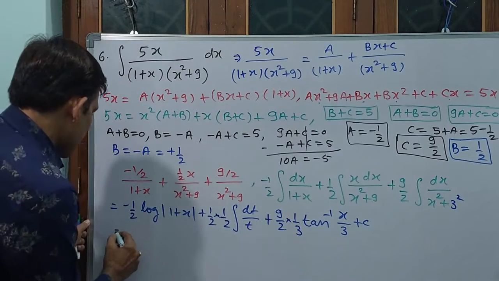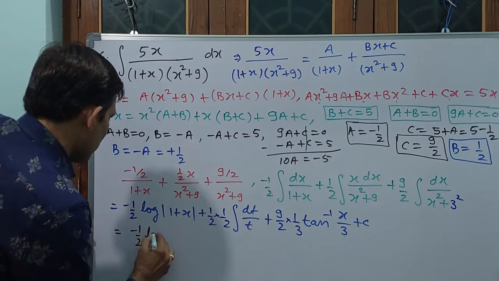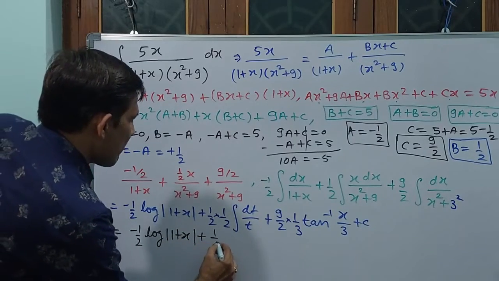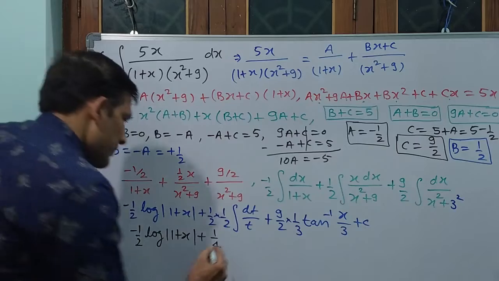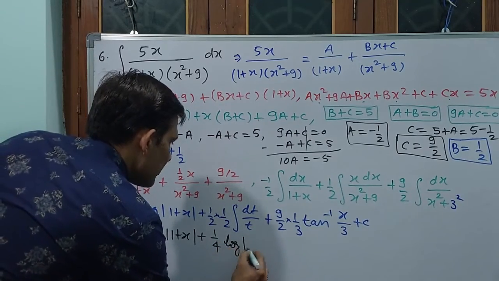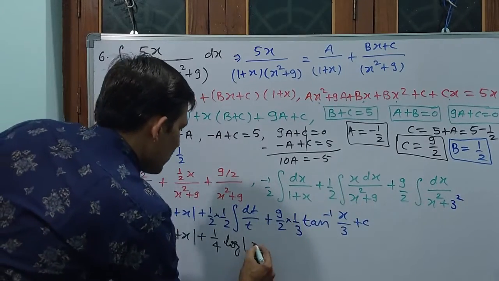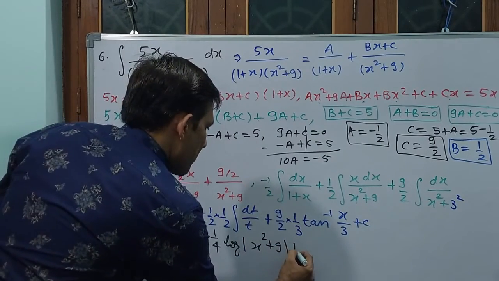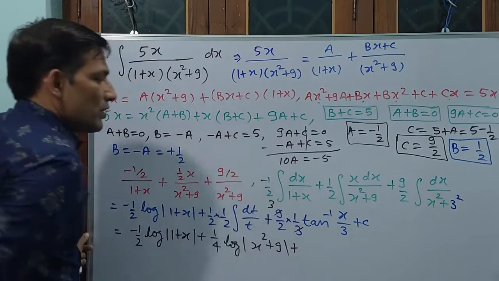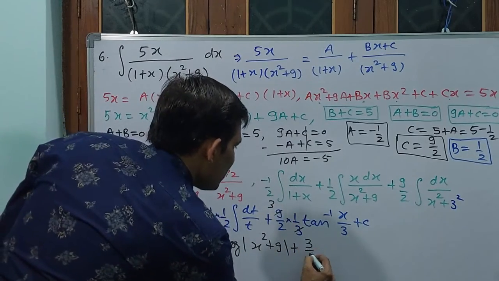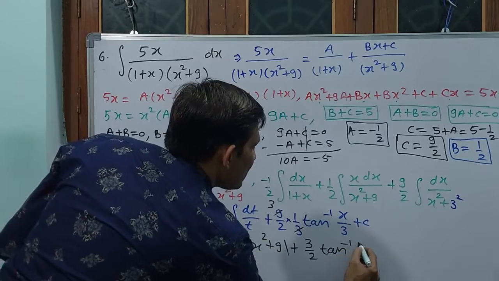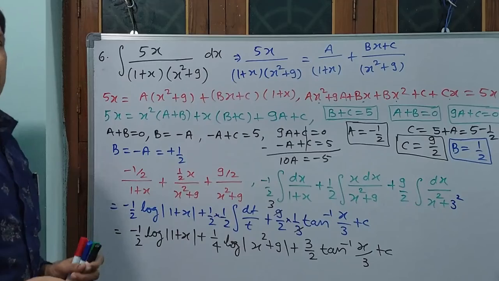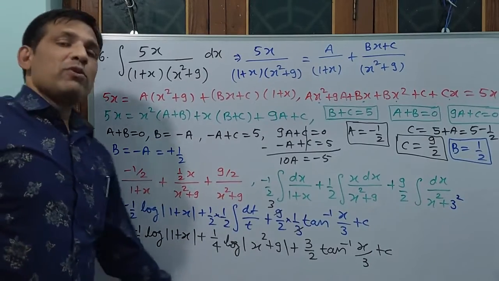See, final answer I am making, that is equal to minus 1 by 2 log of modulus 1 plus x, plus 1 by 4 log of t. T value is how much? X square plus 9 only have taken as t. Log of modulus x square plus 9, plus, you see 3 times will go, 3 by 2 tan inverse x by 3 plus c. Okay, this will be answer for your sixth question. Take this, we will go for seventh question.